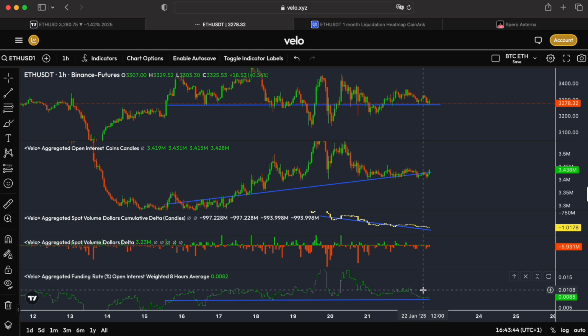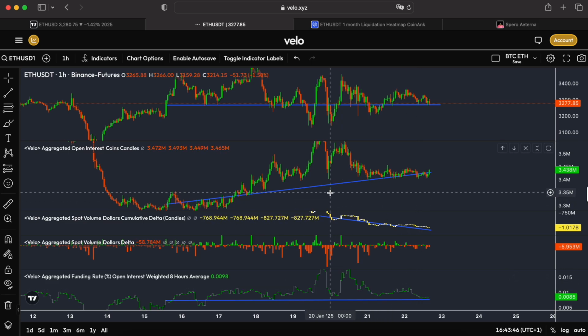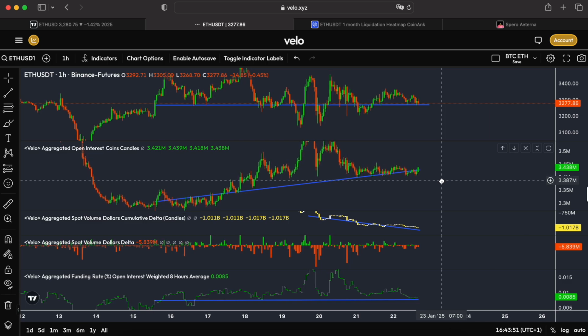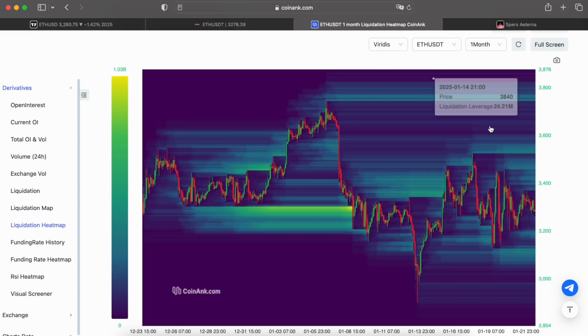But it's also, importantly, not more shorts either. So we can't really make a decisive decision from this. It just means there's more leverage in the market. We're looking for a flush, and this is further underlined by our liquidation heat map.